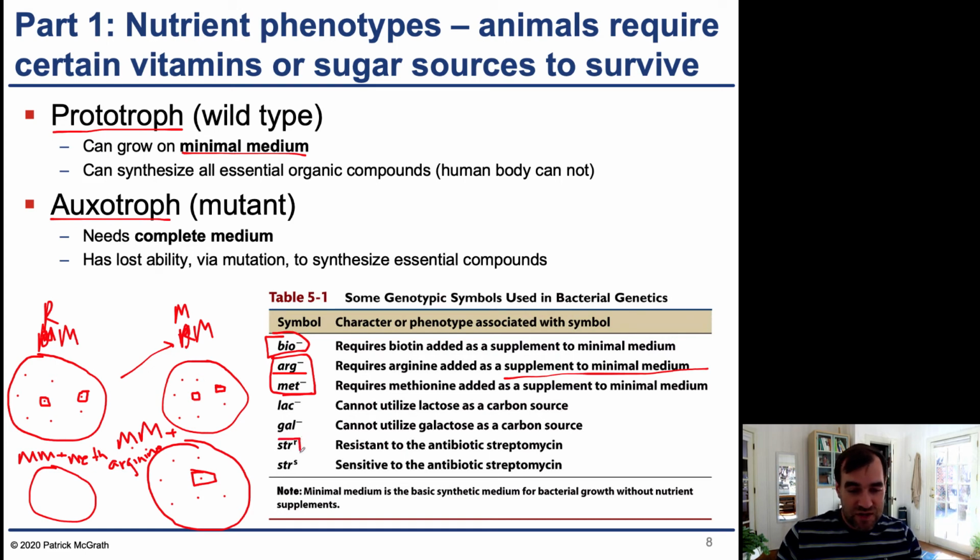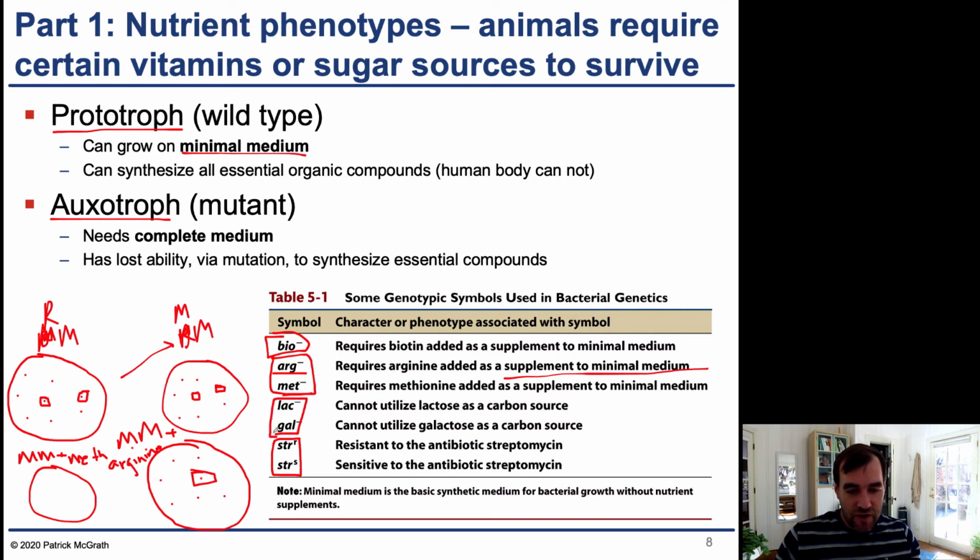It might be resistant or sensitive to an antibiotic. This is a common thing that we use. Streptomycin: strep resistant, strep sensitive. If the cells are strep resistant, then it doesn't matter if you supplement the media with streptomycin, the cells are able to live. If the cells are strep sensitive and you add the antibiotic streptomycin to the media, then the individuals will die. And then finally, some common ones are sugars.